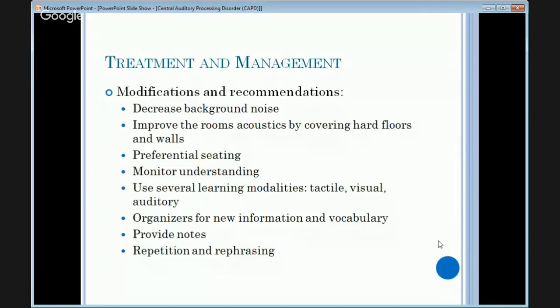Students who have CAPD should be given notes from the lecture as opposed to just having to sit down and recopy or take furious notes while they're being lectured to. That can be very distracting to students, and they're going to have a hard time following what's being said in the lecture. So by providing those notes, it'll help them follow along much more easily. You can repeat, repeat, repeat. Repeat everything you say, especially if it's something that you know is a little more difficult to grasp. Say it a different way, rephrase it to help them be more successful.